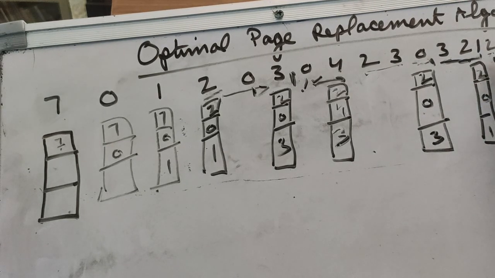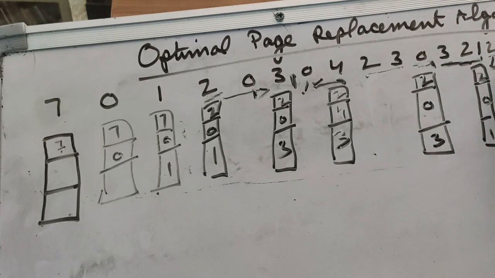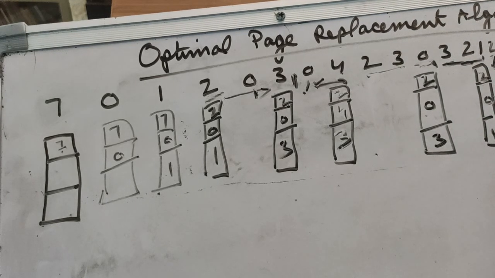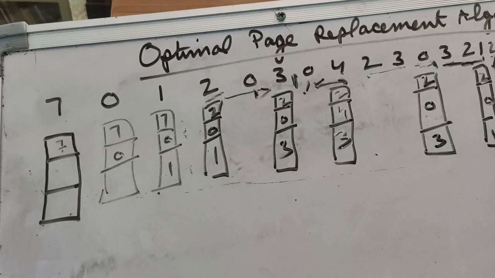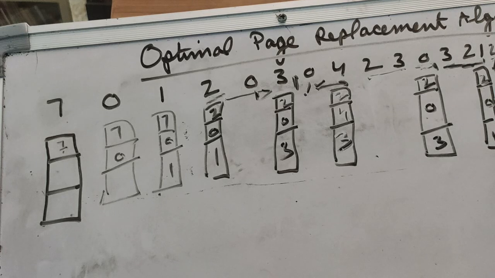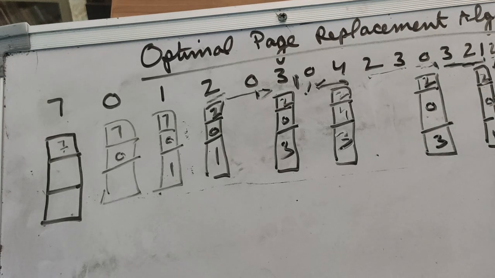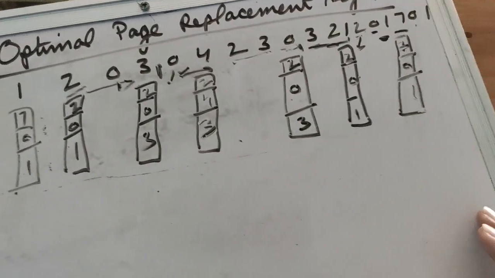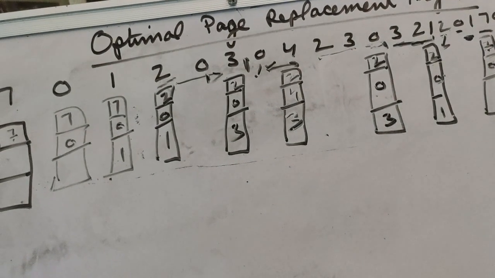Next is 2, which is over here. Then we have 0 over here. Then 1 over here. Then we're supposed to check for 7. For 7, 0 is used over here, 1 is used over here. So 2 will be replaced with 7, giving 7 0 1. So this is finally what you will be getting over here.